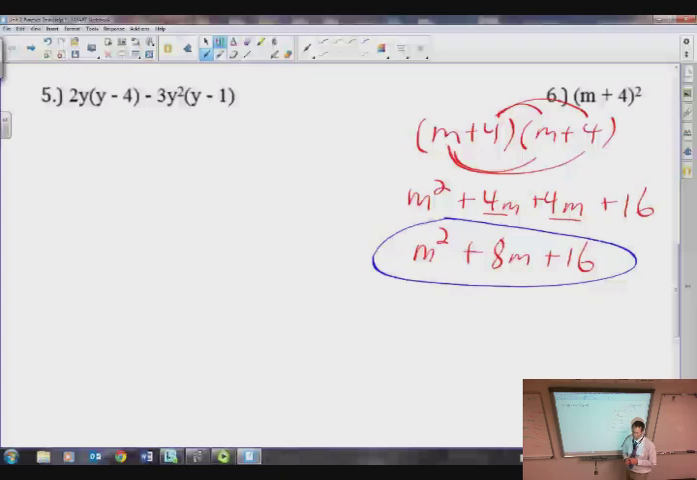Okay, number 5 now. Let's take a look at number 5. So number 5 is already set up for you just to multiply them out and distribute them. So 2y times y, let's do it in blue.